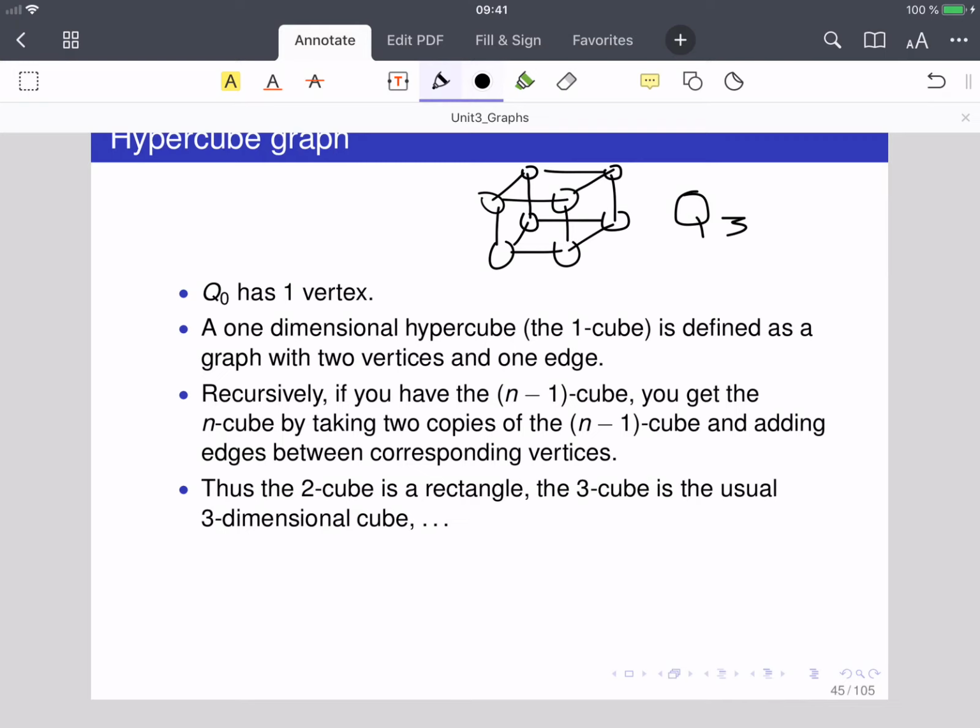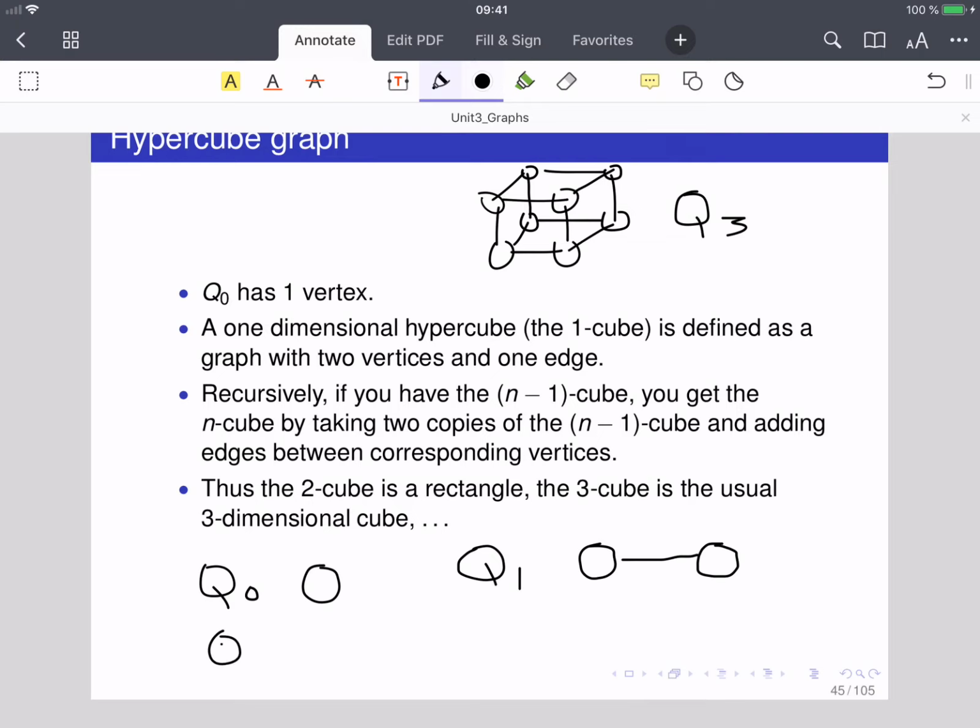The idea is that we start with Q0. Q0 only has one vertex. Okay, this is Q0. To form the next cubic graph or hypercubic graph, what we do is we make two copies of the previous hypercubic graph, and we join the vertices that are the same in both graphs with an edge. Okay, so here we have made two copies of Q0, and we have joined the two vertices in order to form Q1.